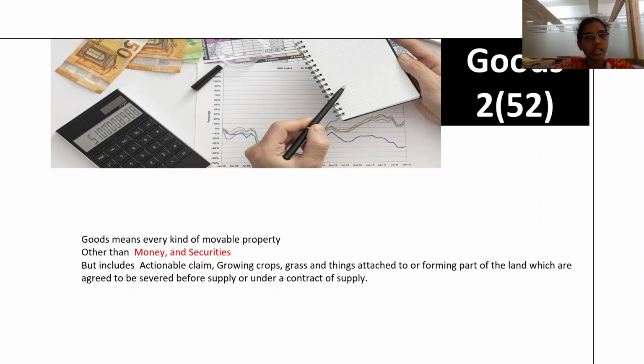Money and securities are not included as goods, but it includes actionable claims, growing crops, grass, and things that are attached to or forming part of the land which are agreed to be severed before supply under a contract of supply. So goods means anything that is movable except the money and securities, but includes the actionable claims, growing crops, and anything that is attached to the land and which are agreed to be supplied at a later date.